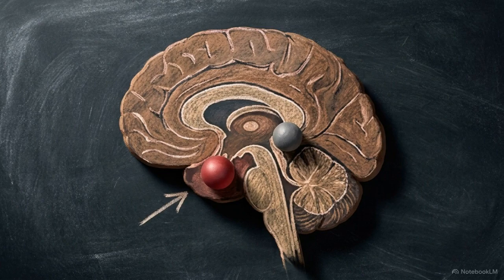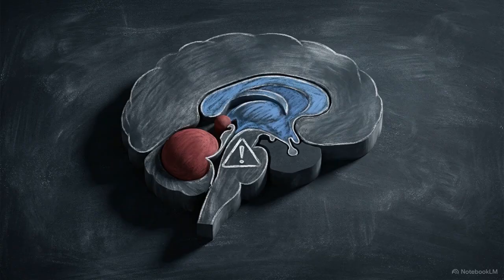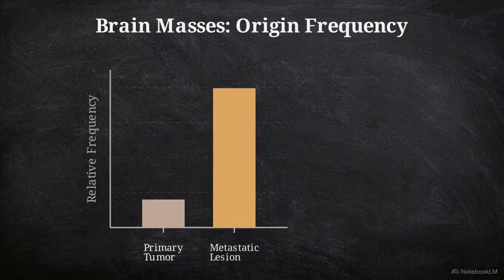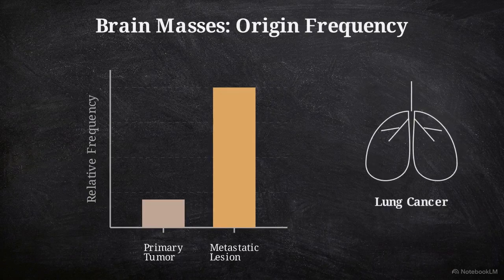Sellar masses in the anterior region will compress the optic chiasm, causing bitemporal hemianopsia alongside profound endocrine dysfunction. Posteriorly, pineal masses cause Parinaud syndrome, an inability to look upward, and often trigger obstructive hydrocephalus by blocking the cerebral aqueduct. Statistically, the most common brain mass is not a primary tumor, but a metastatic lesion, frequently originating from a primary lung cancer.